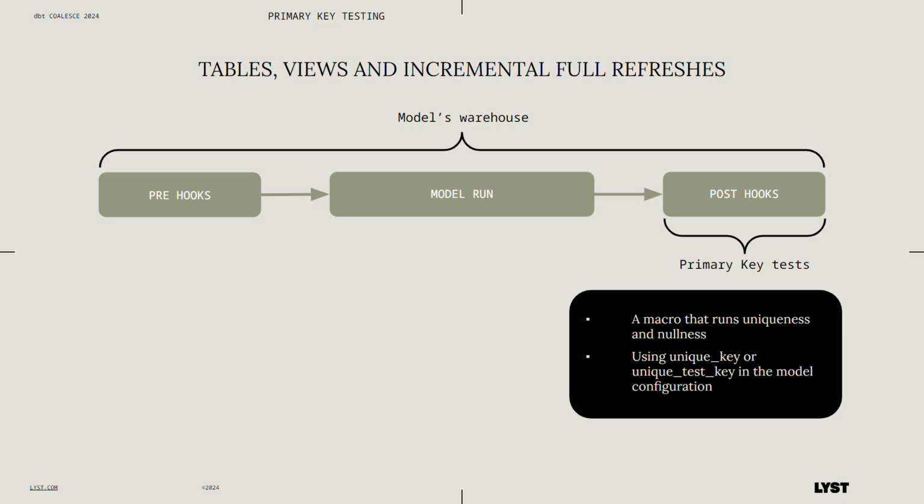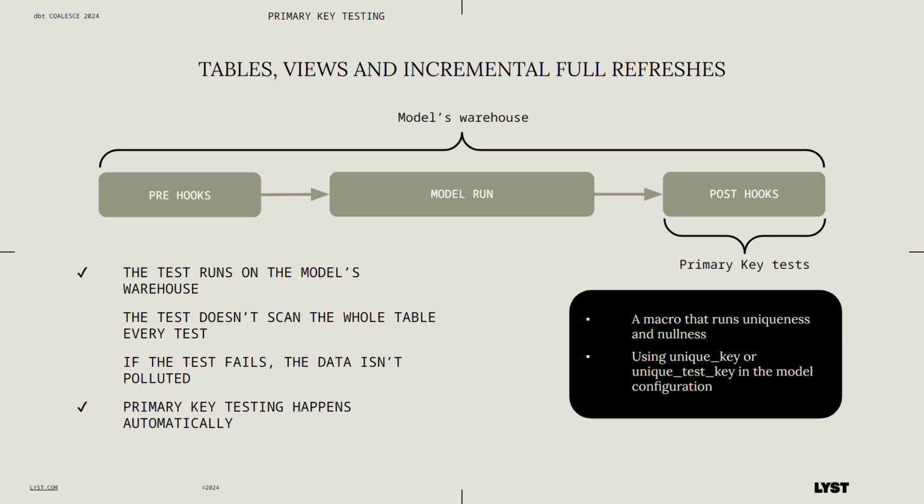So we extended the unique key parameter that exists for incremental models to also be used for tables and views as well. And then we created a macro that automatically runs uniqueness and not null tests based on this unique key as a post hook on all models of these types. As the test was now a post hook, it would run on the model's warehouse, and extending the unique key meant that the primary key test would happen automatically without a developer needing to remember to add the tests.